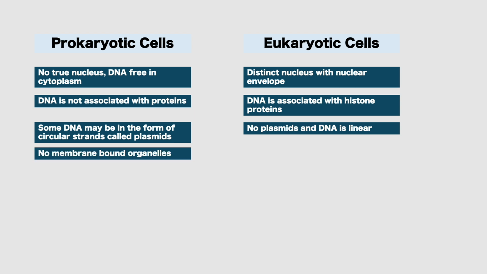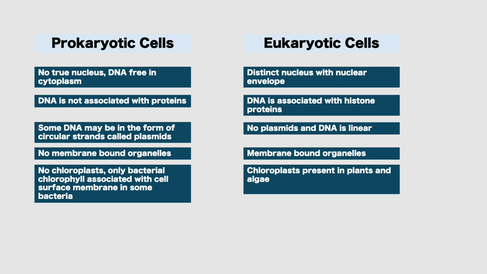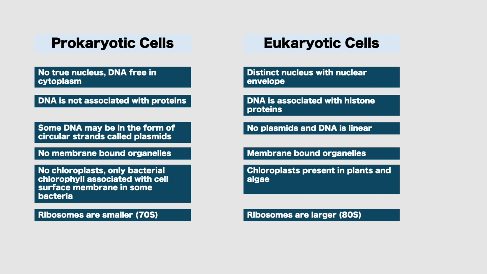Prokaryotic cells have no membrane-bound organelles, but eukaryotic cells do. Prokaryotic cells have no chloroplasts, but both plant and algal cells have chloroplasts, and these are eukaryotic cells. Prokaryotic cells have smaller 70S ribosomes, but eukaryotic cells have larger 80S ribosomes.